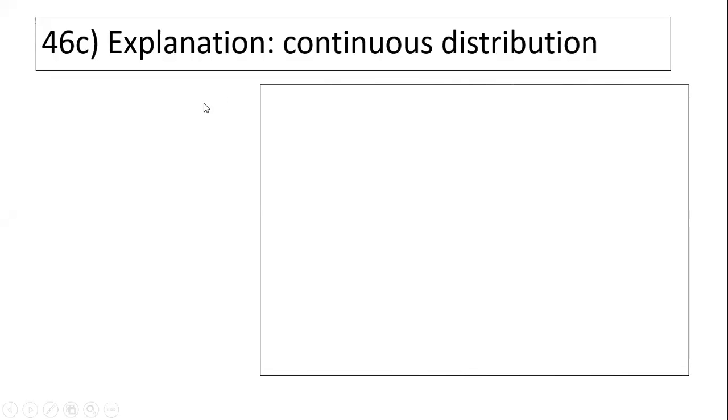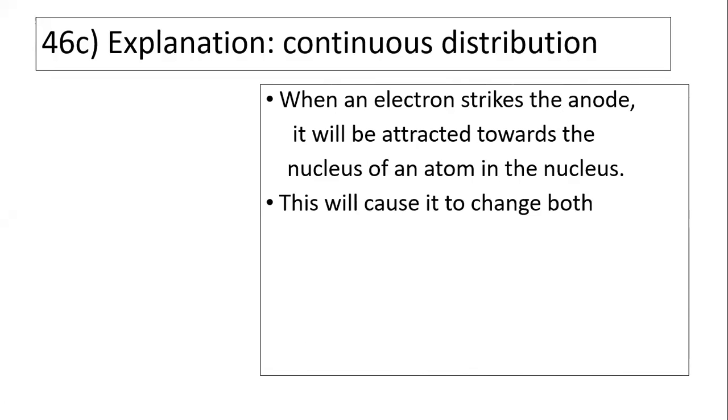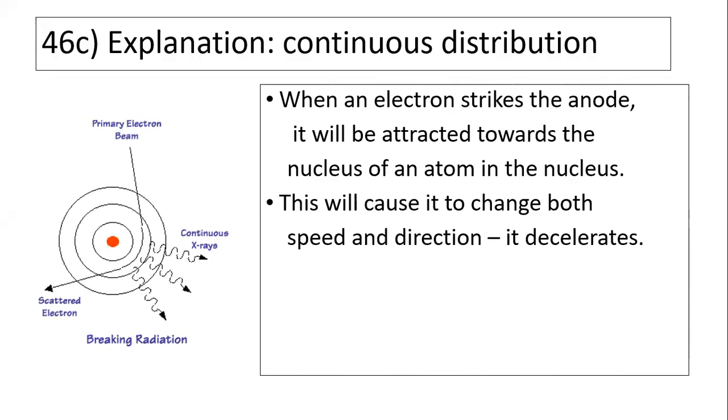Okay, let's explain the continuous spectrum. I already explained to you, I'll summarize for you. When an electron strikes the anode, it will be attracted towards the nucleus of an atom. This will cause it to change both speed and direction. So when it changes speed and direction, it decelerates. Right? That's what happened. This electron that is accelerated coming in is attracted by the nucleus. Then as it decelerates, X-ray is given out. So that explains the continuous spectrum.